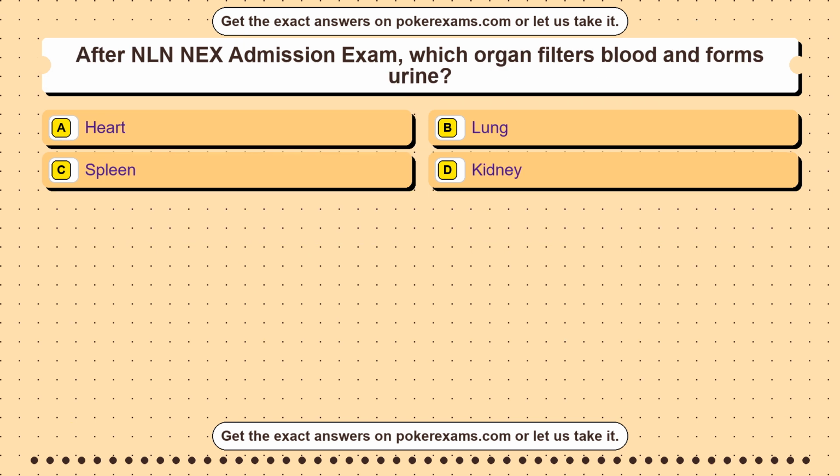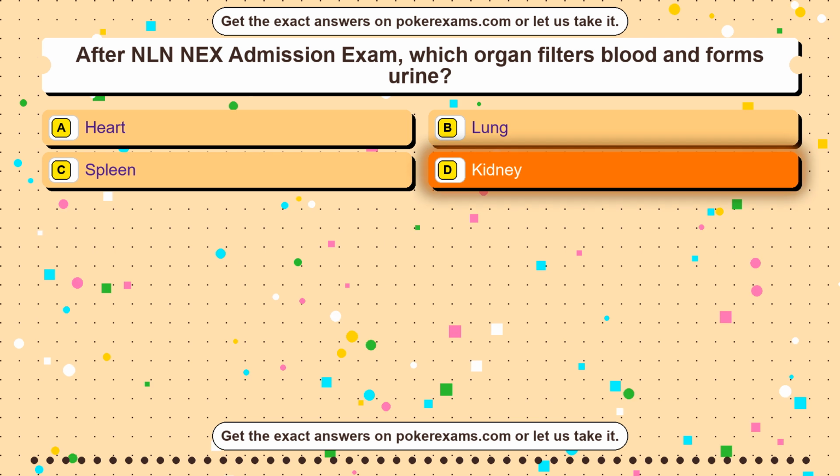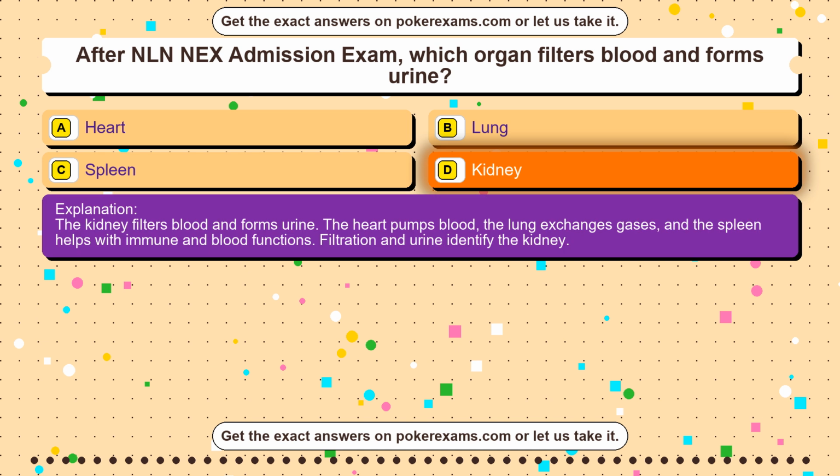Question 26. After NLN NEX Admission Exam, which organ filters blood and forms urine? Option A. Heart. Option B. Lung. Option C. Spleen. Option D. Kidney. The correct answer is option D. Kidney. The kidney filters blood and forms urine. The heart pumps blood, the lung exchanges gases, and the spleen helps with immune and blood functions. Filtration and urine identify the kidney.